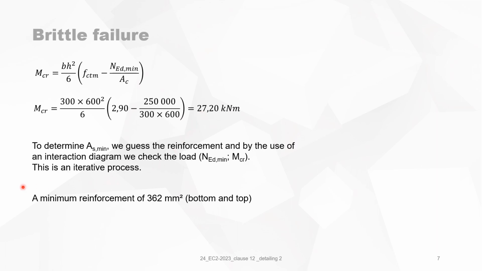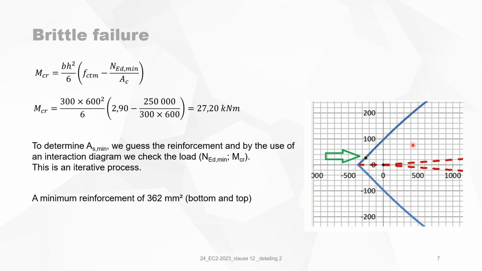We can now see a part of the interaction diagram, because the solution was situated in a corner, and so I had to enlarge it to make it more clear. Now we determine AS min. To determine AS min, we guess the reinforcement, and by the use of an interaction diagram, we check the load NED min against M critical, or M cracking. This is an iterative process. You have to recalculate the interaction diagram for each reinforcement that you try.